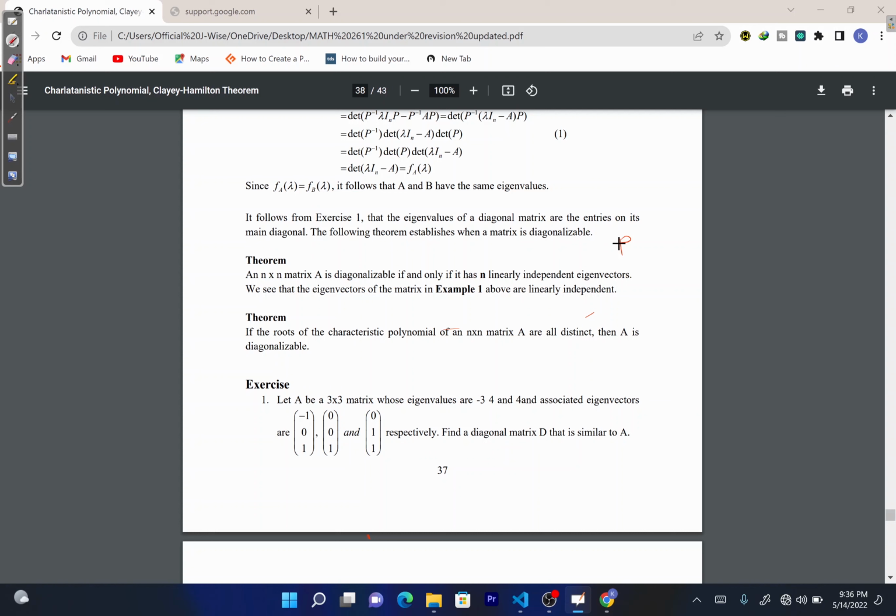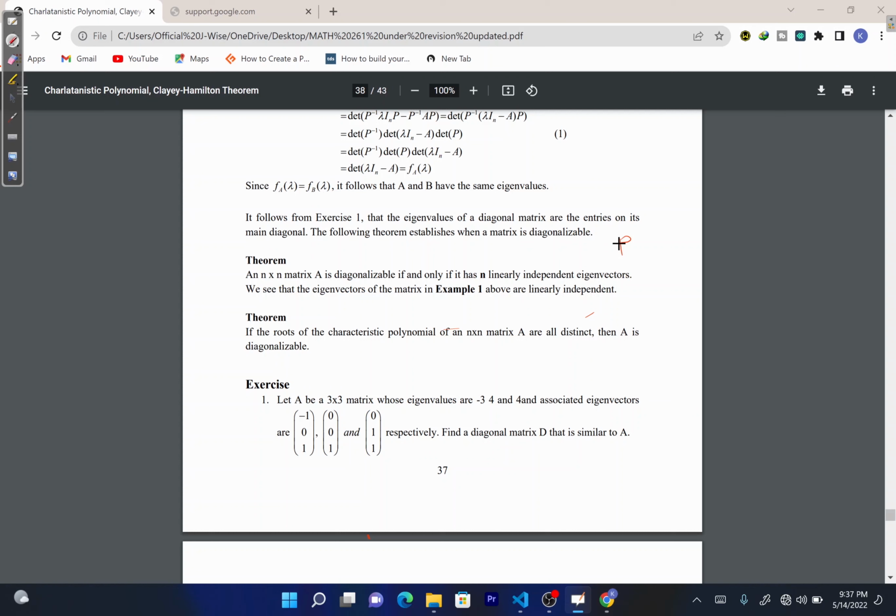So if after constructing matrix P such that the columns are the eigenvectors and these eigenvectors are linearly independent, it means that the determinant of the newly generated matrix P is non-zero. And if the determinant is non-zero, it means that matrix P is invertible, or in other words, matrix P is non-singular. That's what makes matrix A diagonalizable.